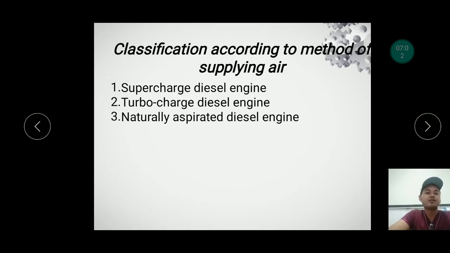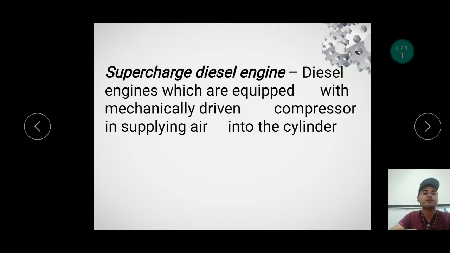Classification according to the method of supplying air. We have three types: the supercharged diesel engine, the turbocharged diesel engine, and the naturally aspirated diesel engine. The supercharged diesel engine is equipped with a mechanically driven compressor in supplying air into the cylinder. It has a turbocharger, and it has an additional auxiliary fan or auxiliary blower to supercharge the diesel engine during startup. Usually they use this in two-stroke engines.